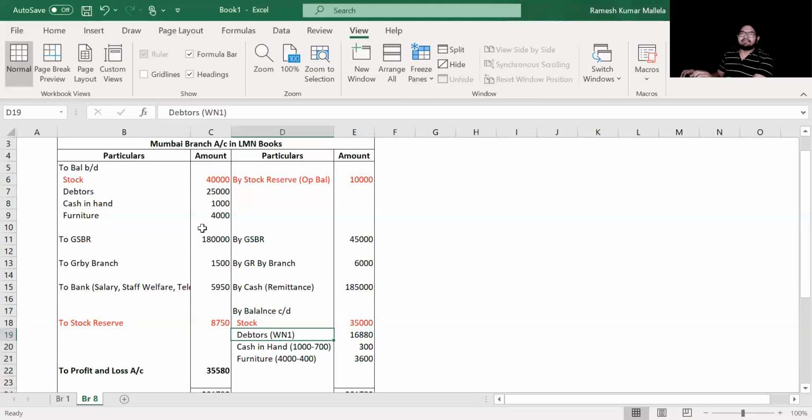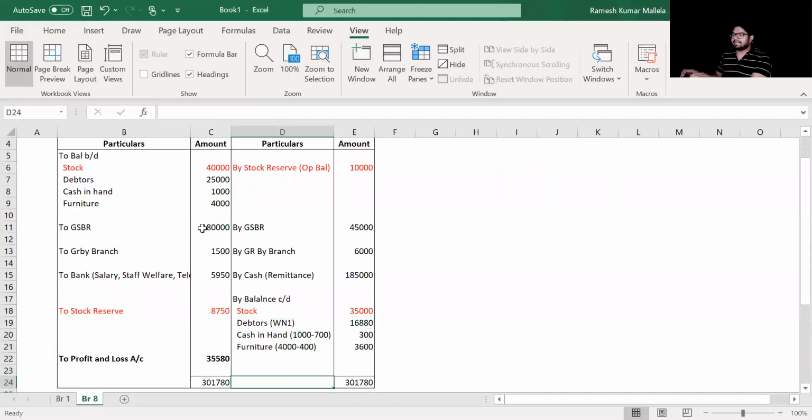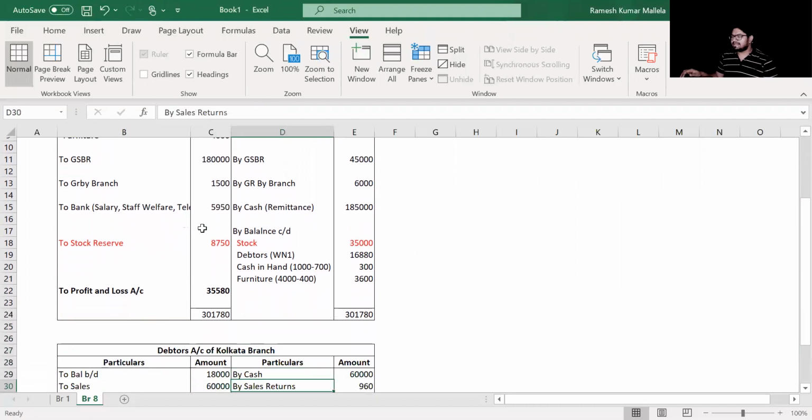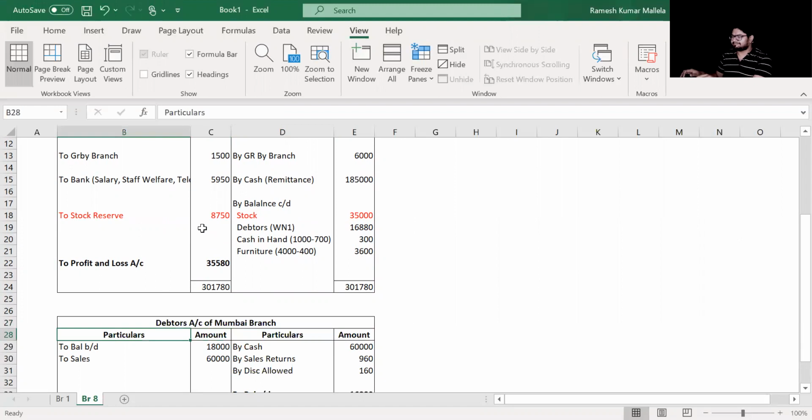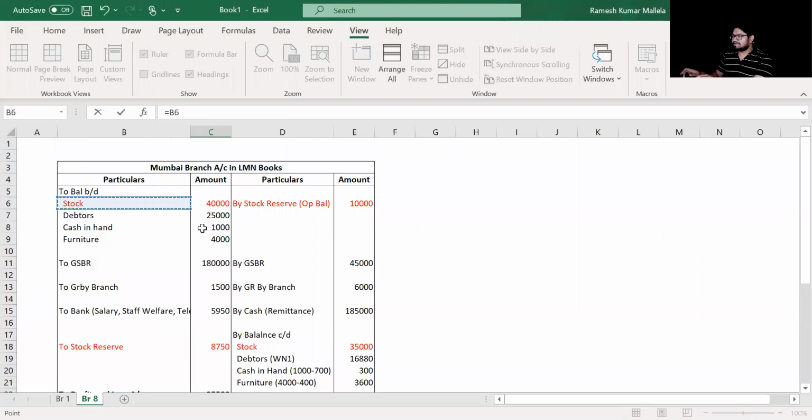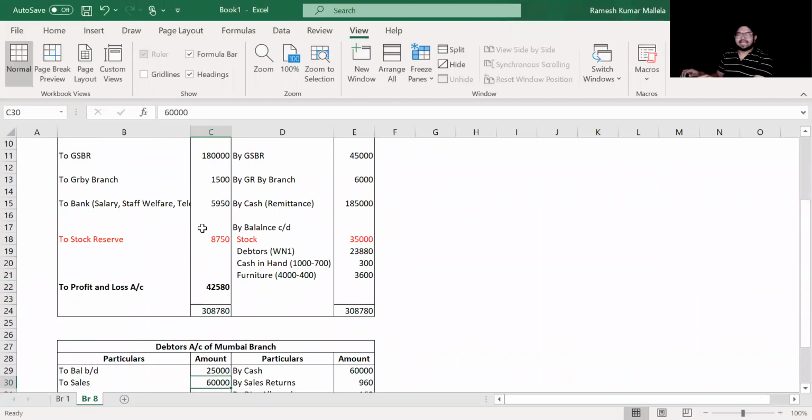Broadly, these are the items. The only working you are supposed to do is the debtors working note, because there is some opening balance, current year credit sales made, some sales returns, and some discounts given to your debtors. All those we are supposed to consider and then prepare this. So debtors account of Mumbai branch. Opening balance is already known, 25,000, and the credit sales made is actually 70,000.